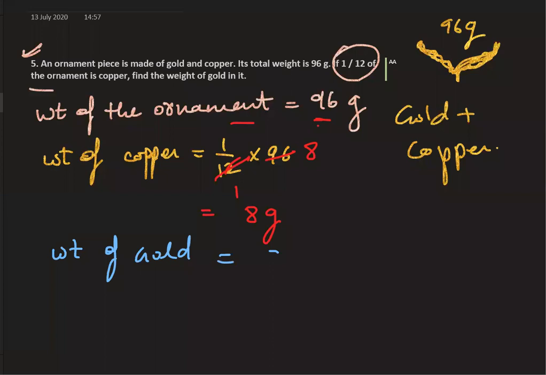Now, if the total weight is 96 and 8 gram copper is there, so what is the weight of gold? The weight of gold is 78. Okay, or sorry, 88 gram. 96 minus 8 is 88 gram. So the weight of gold is 88 gram.